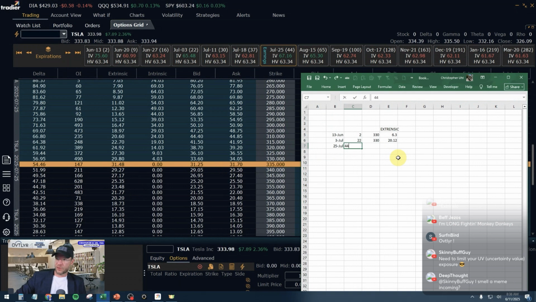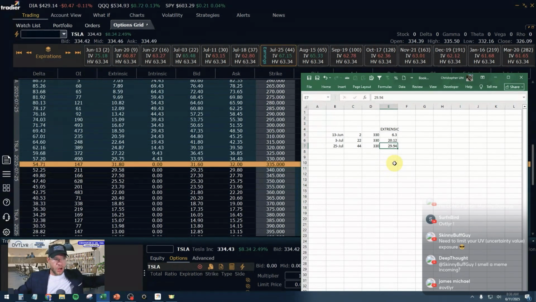This has 44 days to expiration. The 330 gives us a value on extrinsic of $29.94. As you can see, it grows because there's more uncertainty. The exact same option with longer duration will always flatline right there. Always, because it's math, always have greater uncertainty. We know this. And because it has greater uncertainty, it has greater extrinsic value.